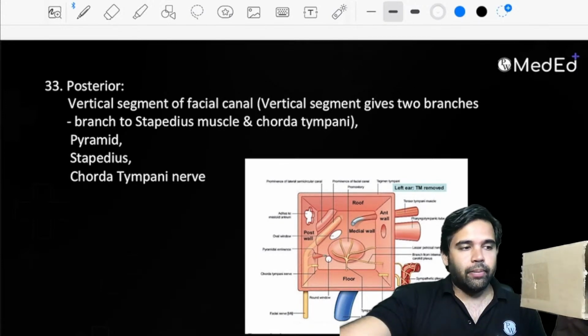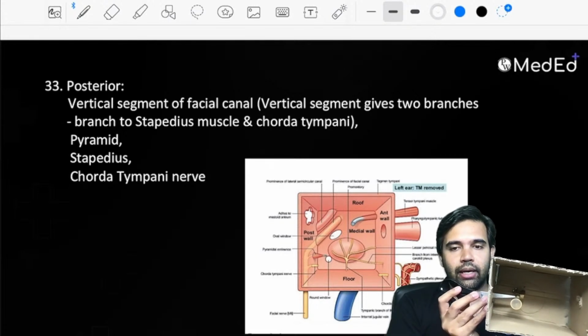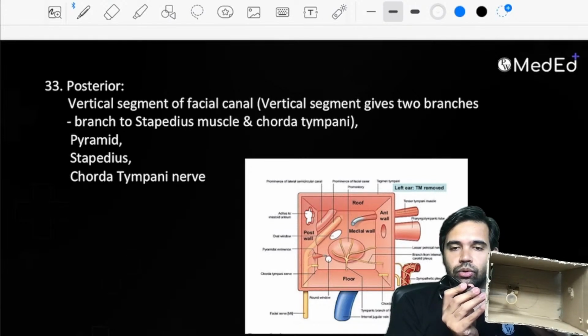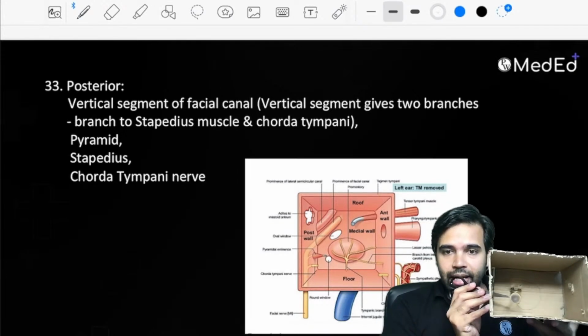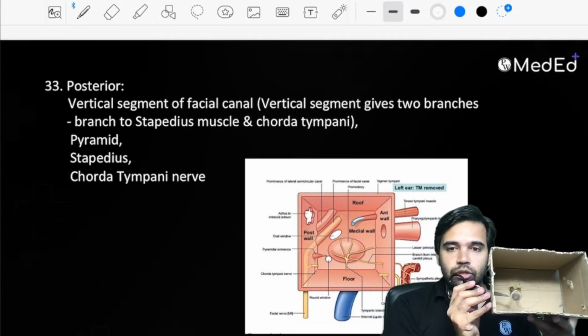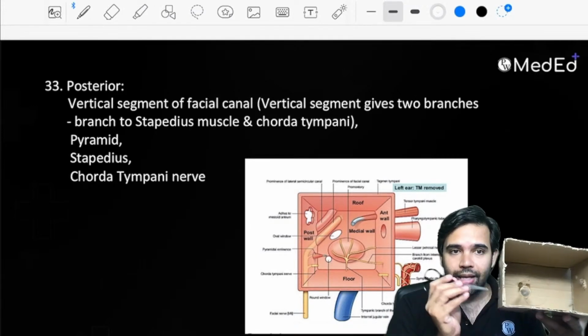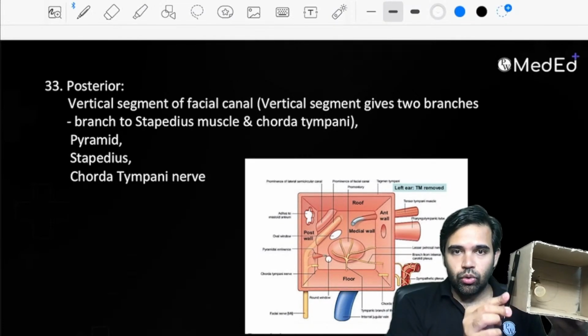Then there is the pyramid. Okay, this is the pyramid. The closest that I can show is the pyramid is this particular thing, and as you can see, it is very close to the stapes. From this pyramid, a muscle comes out called the stapedius muscle, and this stapedius muscle attaches to the neck of the stapes, right? So then it will tense, making this sound. It will tense and stop the stapes from moving too much.